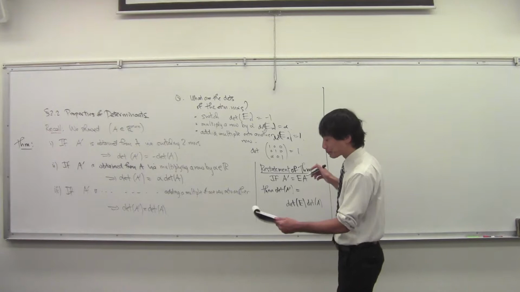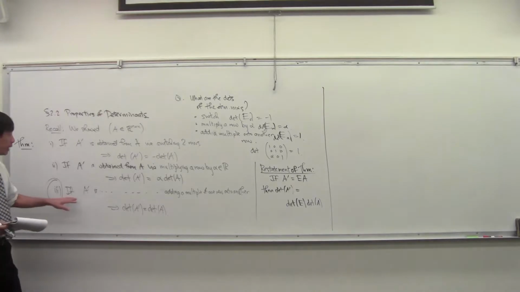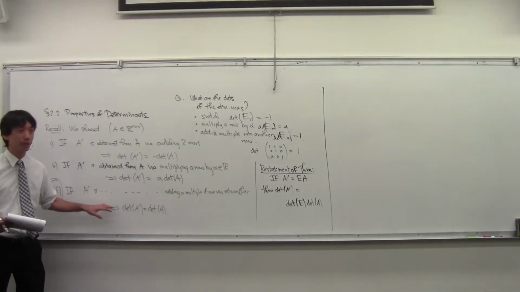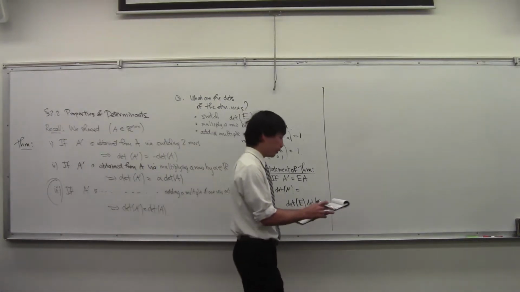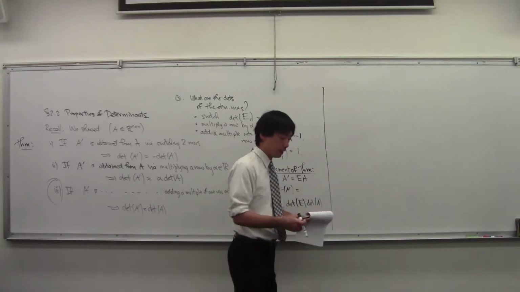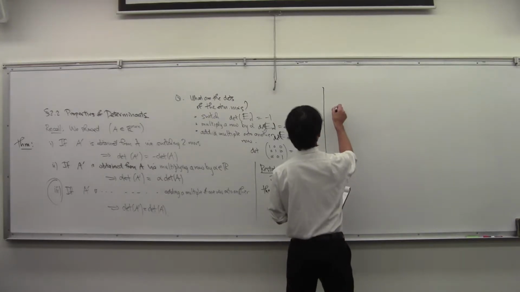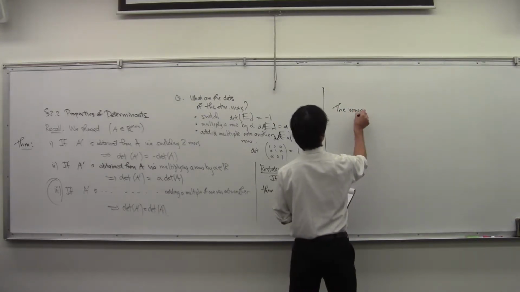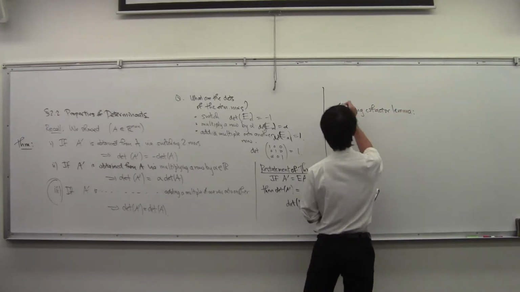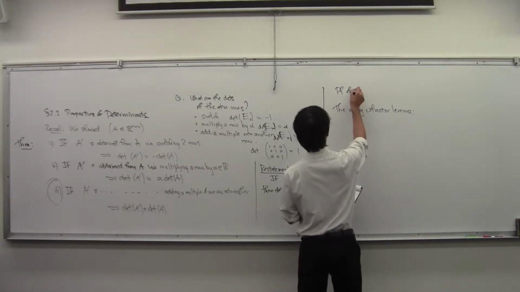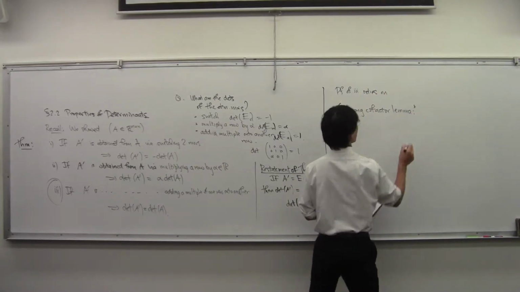Okay, so let's go on. We haven't proven this last one. I said that this is the hard one: that when you take a multiple of one row and add it onto another row, the determinant doesn't change. So we need to prove that. And the proof of 3 relies on something that we're going to call the wrong cofactor lemma.